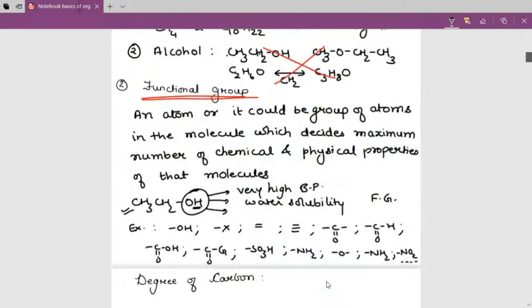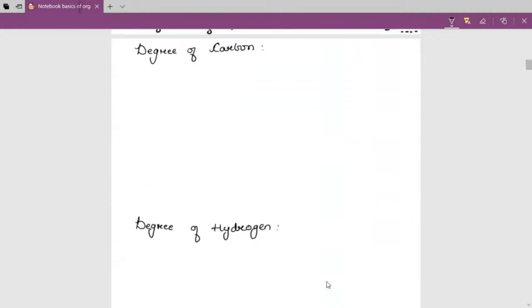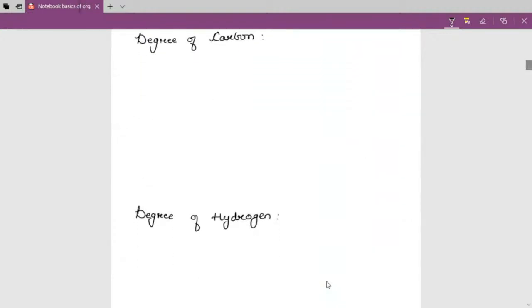Moving to the next topic, we would surely need this term in future: what is the degree of carbon, and what is the degree of hydrogen.